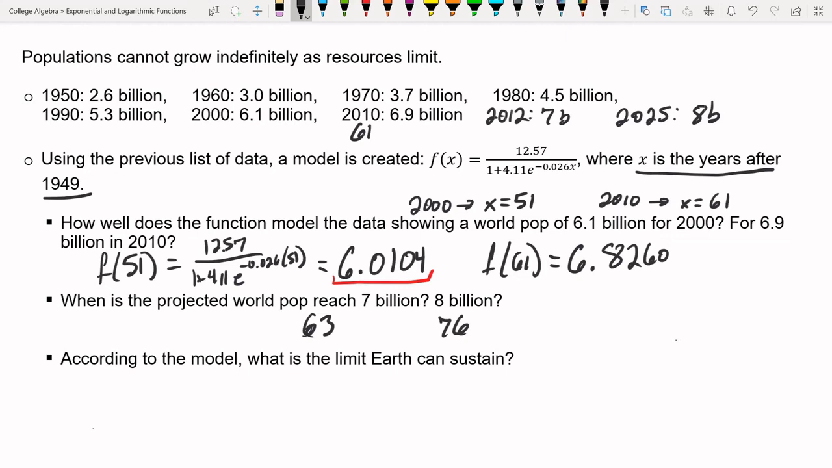So that's what's projected. That's not necessarily what's going to be, right? It's just what's projected if everything stays exactly the same, that's what it says it will be. Okay, according to this model, what is the limit Earth can sustain?